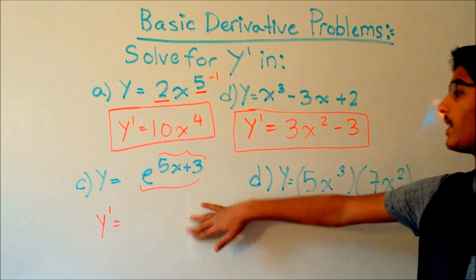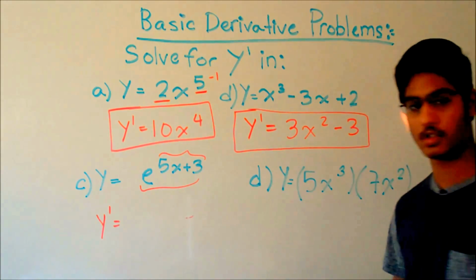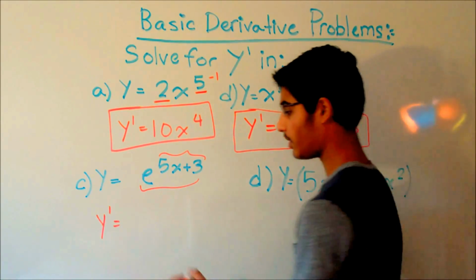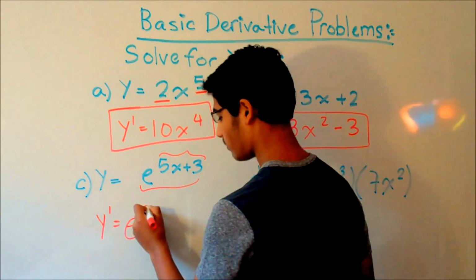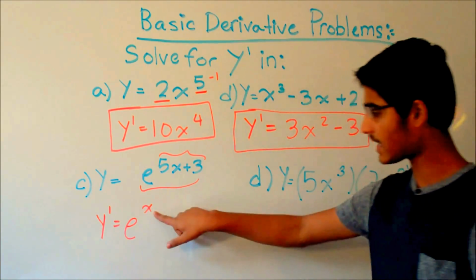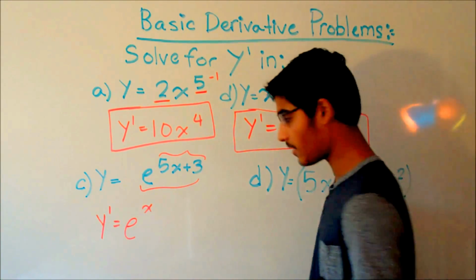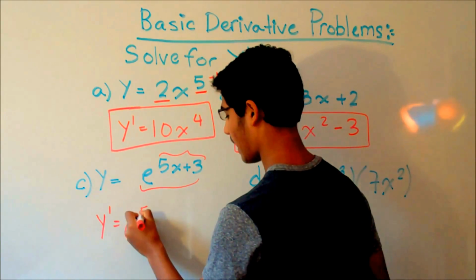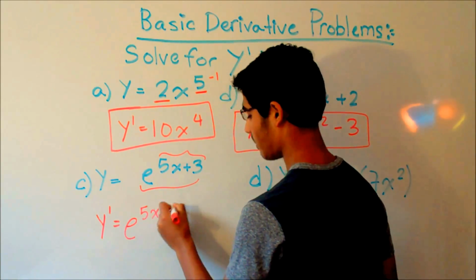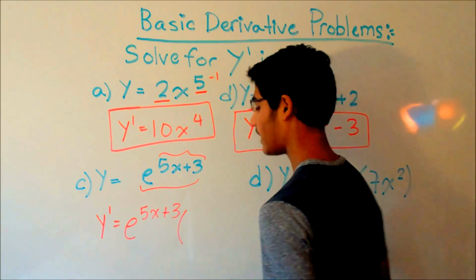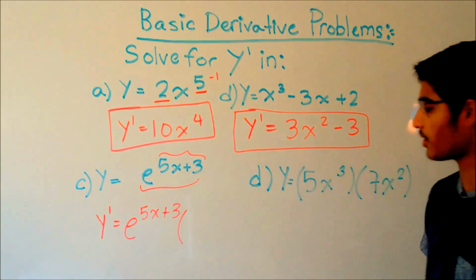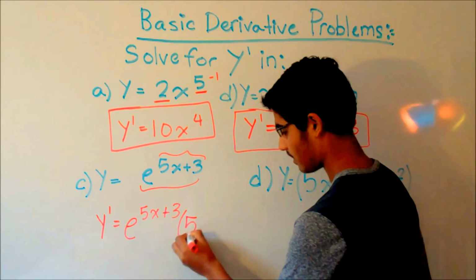Then we will multiply by the derivative of the inner function. The derivative of e to the x is, as we know, e to the x. As we can see, we have the x here, so now we have to put in the inner function, which is 5x plus 3, multiplied by the derivative of the inner function. The derivative of 5x plus 3, as we know, is 5.